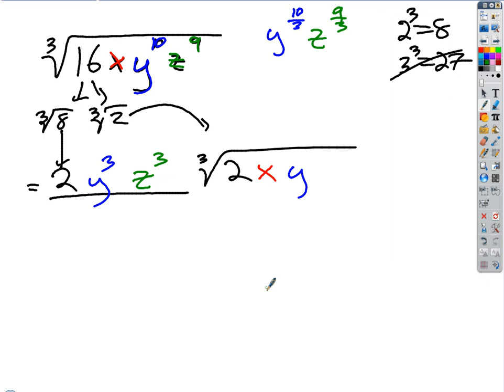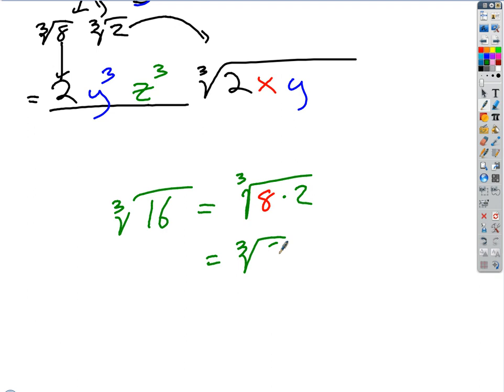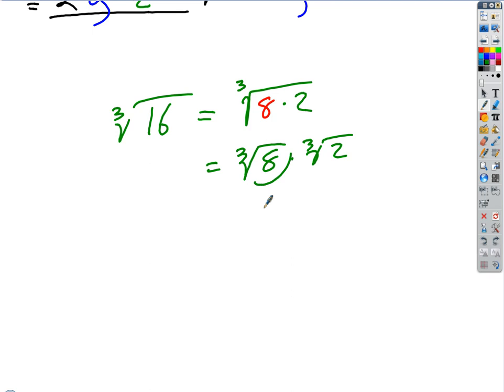I don't know how you did with the 5 and 8 and... You mean with like that and that? Okay, let's look at just that part. So if we have the cube root of 16, I'm going to split the 16. I'm going to make that the cube root of 8 times 2, and so that becomes the cube root of 8 times the cube root of 2, and the cube root of 8 is 2. That's how we got it.